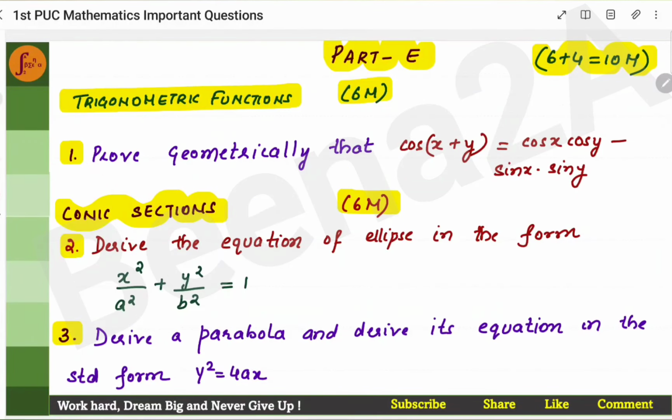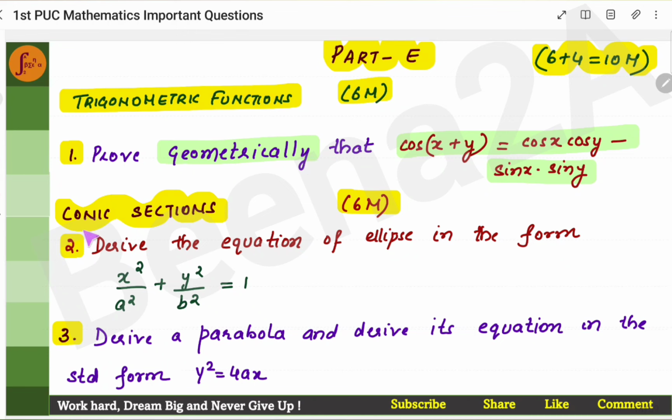Now coming to part E. In part E, like I said, there are 2 6-marker questions. One coming from trigonometry. The most frequently occurring question is this one. You have to prove that cos of x plus y is equal to cos x cos y minus sin x sin y. You have to prove this geometrically. Again, this has been explained in the model question paper. You can go through that.